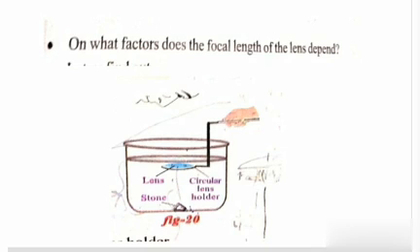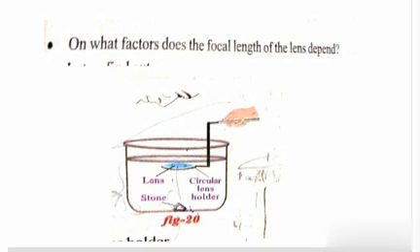Here we took one cylindrical transparent vessel. Its height is 4 times greater than the focal length. Now we place one black stone at the bottom of the cylindrical vessel. Now we pour water.